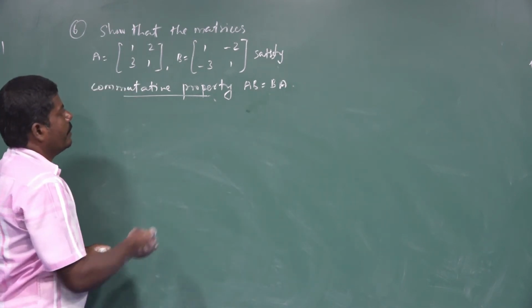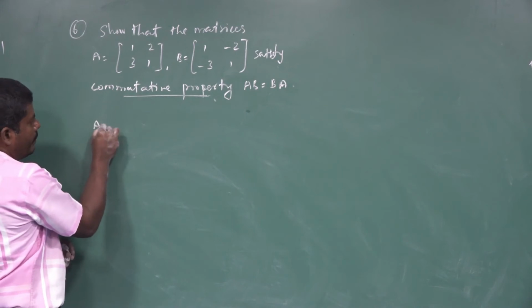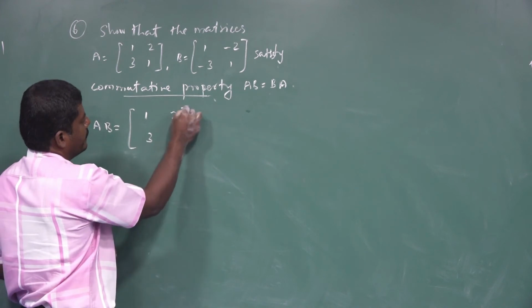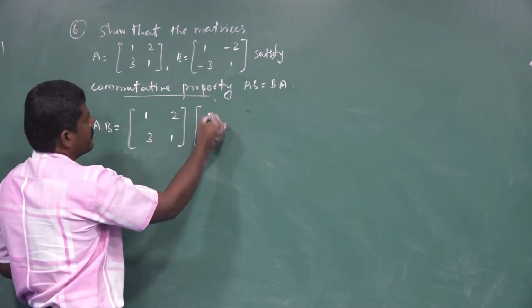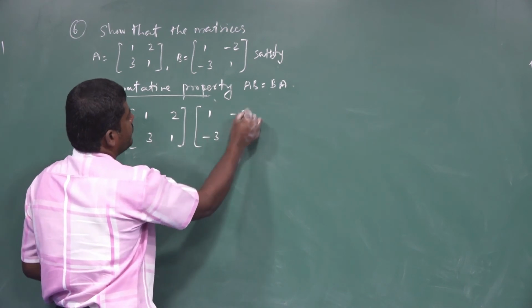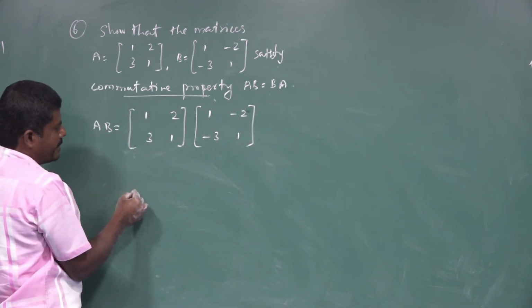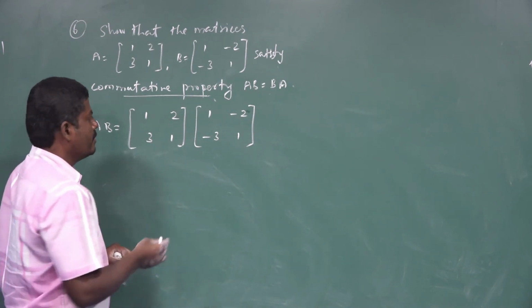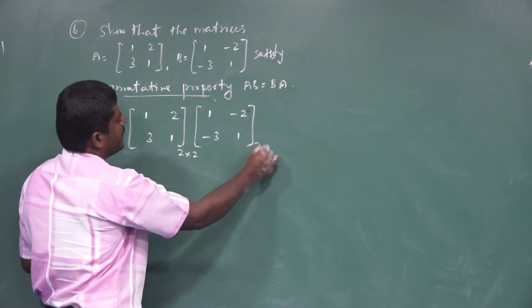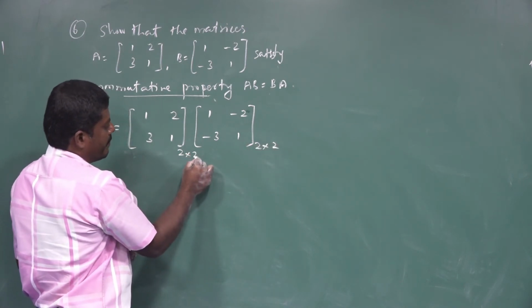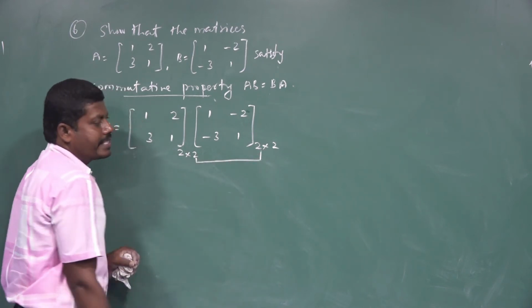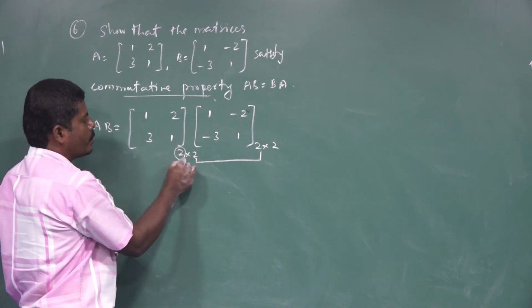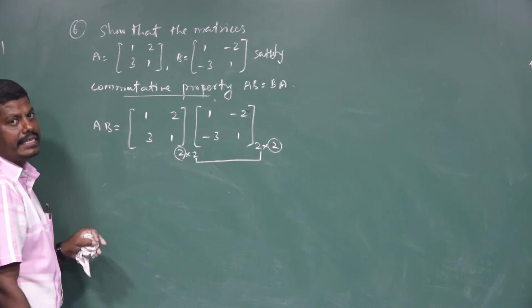So now, you want to find out AB. AB is equal to A matrix 1, 2, 3, 1 multiple B matrix 1, minus 2, minus 3, 1. Want to multiply these two matrices. First you want to check product is possible or not. Order of our first matrix is 2 by 2, order of our second matrix is 2 by 2. Number of columns in first matrix is equal to number of rows in second matrix. Therefore multiplication is possible. Our result order is 2 rows and 2 columns.